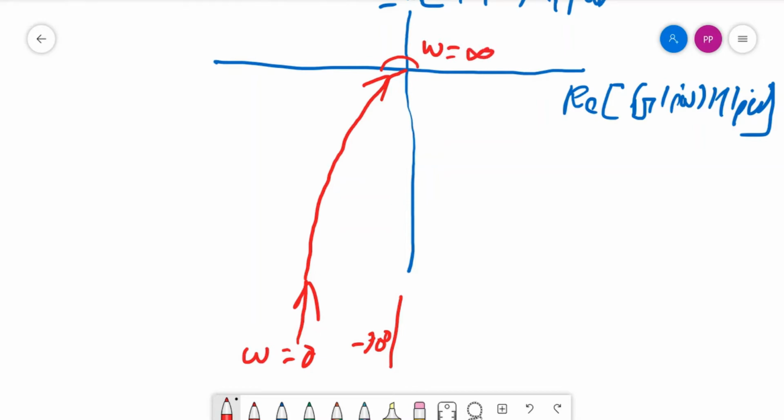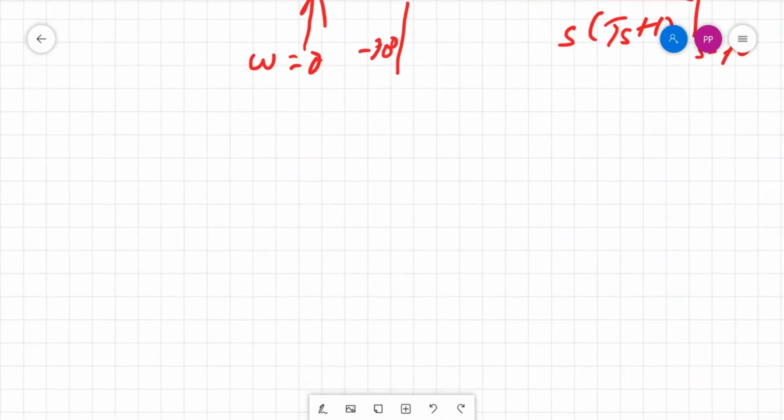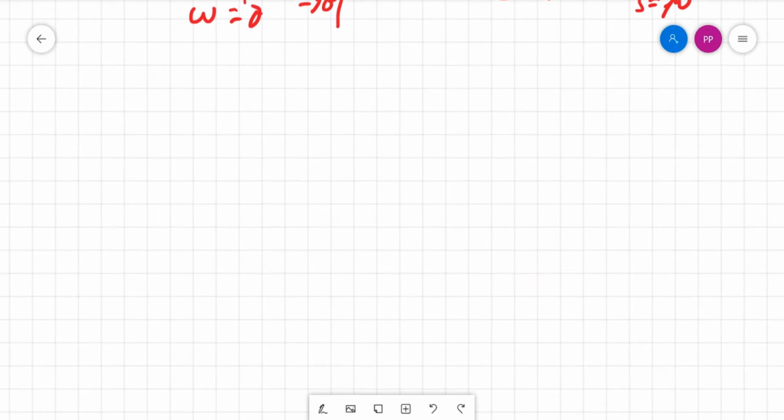So this is how we should draw the polar plot for G(s)H(s) equal to K divided by s into (tau s plus 1), where s equal to 0. So this is how the polar plot is drawn for the first transfer function. Now going to the second transfer function, it is like this.